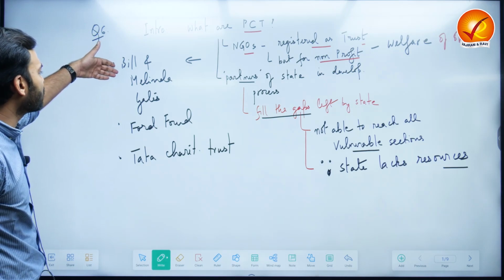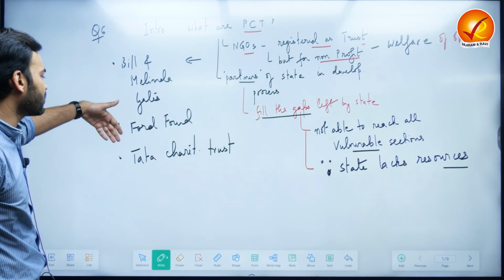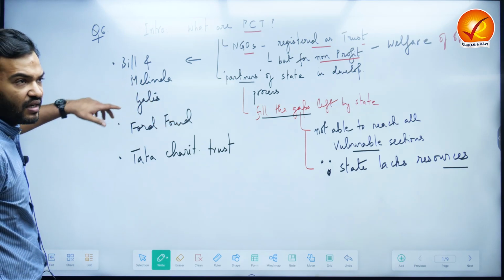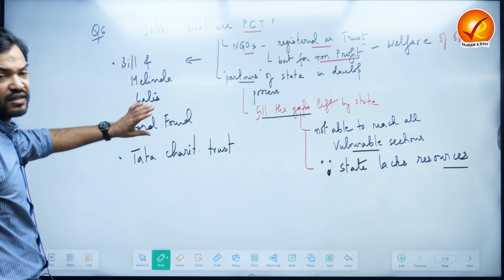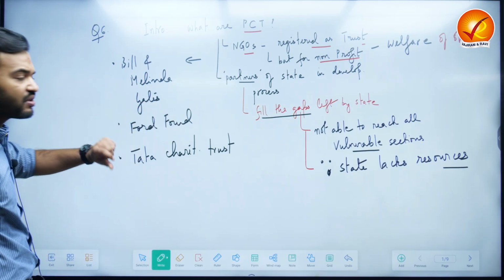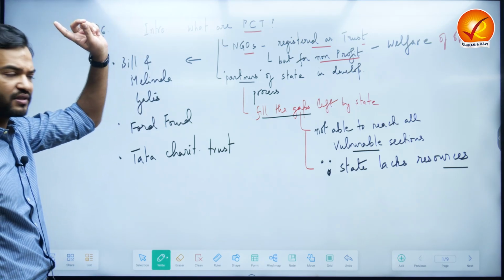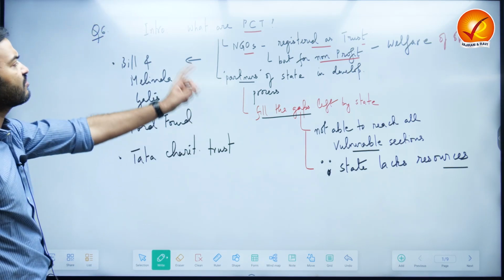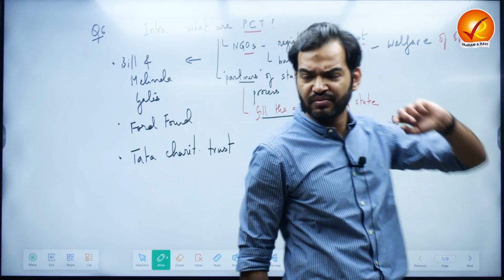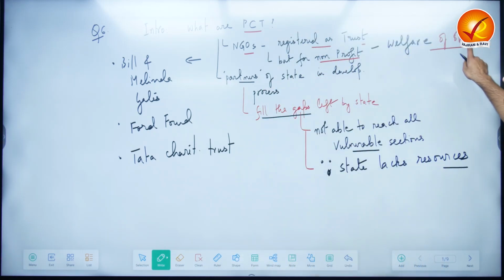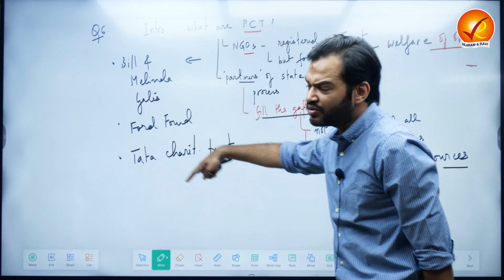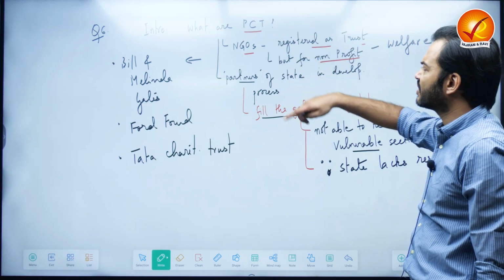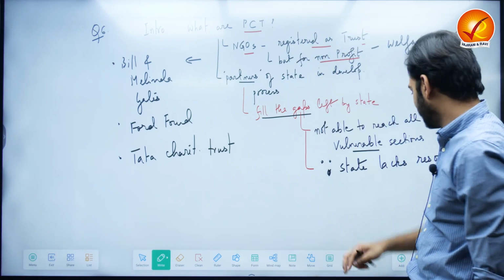Then you can give examples of some public charitable trusts also. Like you can write about Bill and Melinda Gates, Ford Foundation, Tata Charitable Trust. Now you can see that there is one Tata Trust and one Tata Charitable Trust. Tata Trust is for profit. Tata Charitable Trust is non-profit. In non-profit NGOs, the goal is the welfare of others. So you can write about public charitable trusts in your introduction.